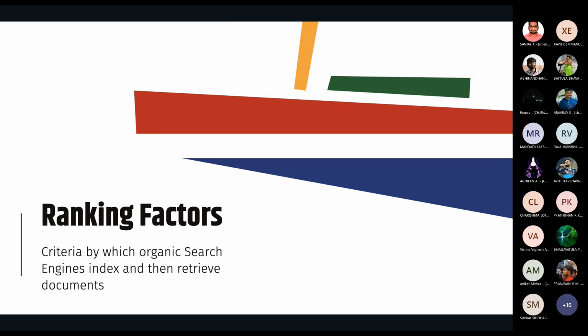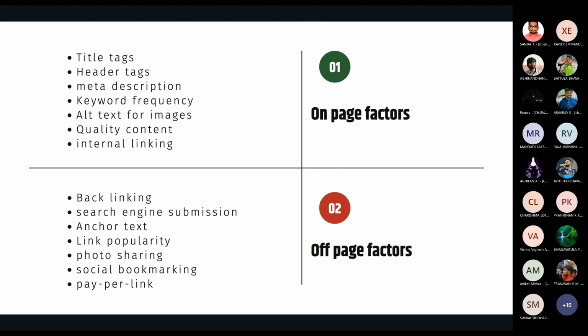Ranking factors. The two main ranking factors are the criteria by which organic search engines index and then retrieve documents. The two main types of ranking factors are on-page and off-page factors. And when such factors are optimized to increase the visibility of the page, it's known as on-page optimization and off-page optimization. On-page search engine optimization is carried out on every page of the website.